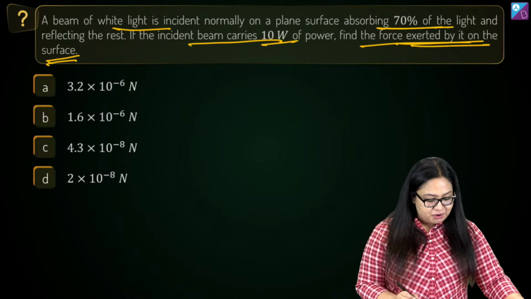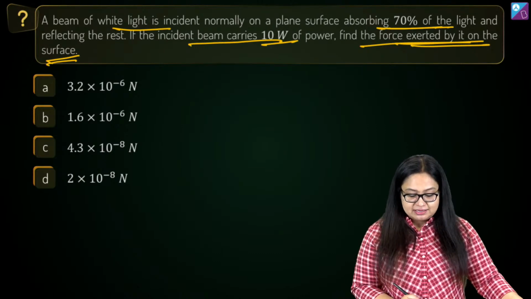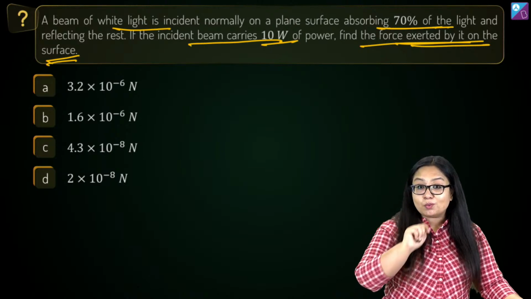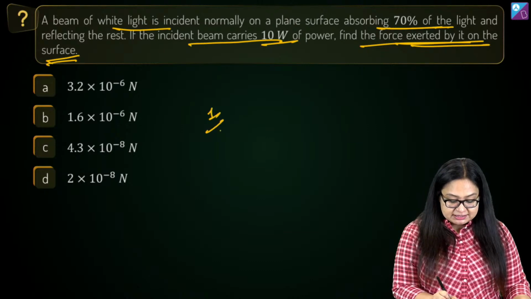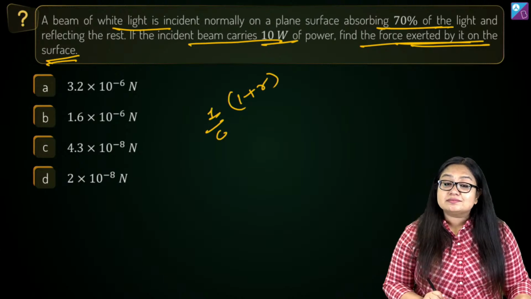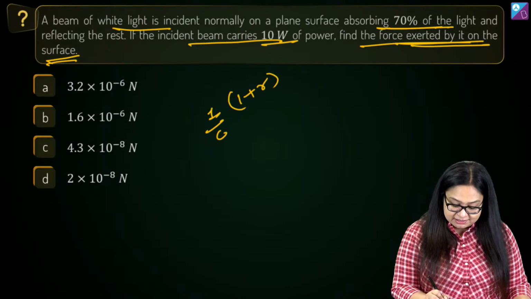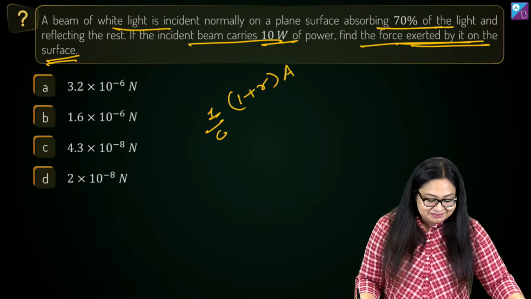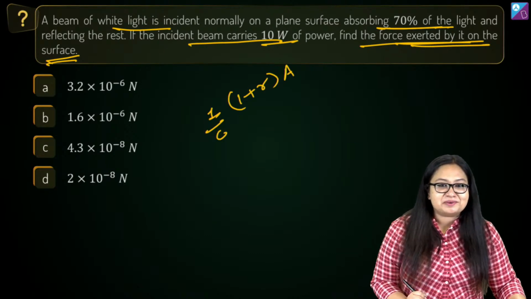Alright, beam of white light. So you know radiation pressure, right? Radiation pressure is, of course, I by C into 1 plus R. So what is force? Force is going to be this multiplied by area. That's about it. Everything else is given. Tell me what the answer comes out.